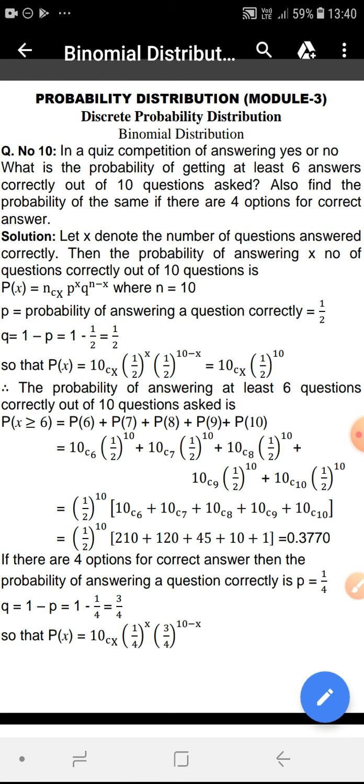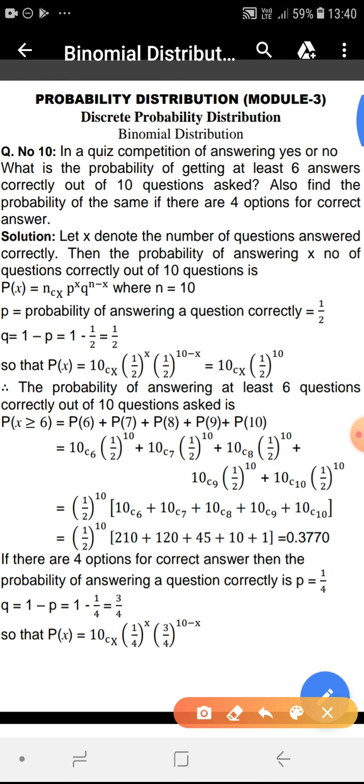So when a question is asked, there are 2 options. Out of 2, one is correct. So the probability of answering a question correctly is 1/2. p is 1/2. q is 1 minus p, 1 minus a half, which is equal to half.